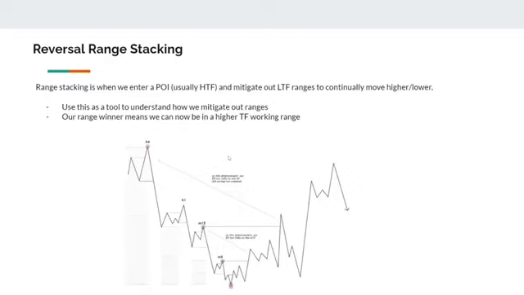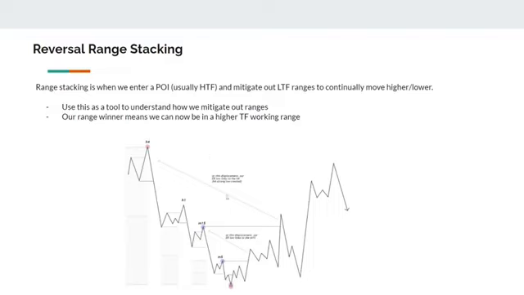And that's where it tricks a lot of people into thinking that we would. Reversal range stacking. So this is more so what happens in the market. How, if we're reacting to a high time frame area of interest, we actually reverse from that area. Okay. So range stacking is when we enter a POI and mitigate out low time frame ranges to continually move higher or lower. In this case, higher and higher. Okay. Use this as a tool to understand how we mitigate out our ranges. Our range winner means we can now be in a higher time frame working range.